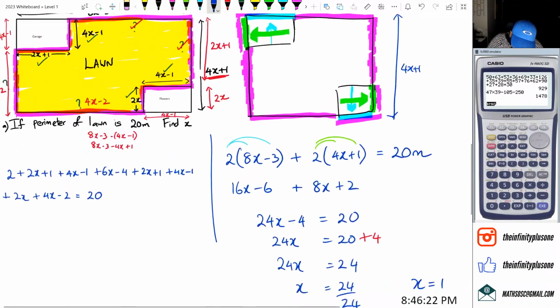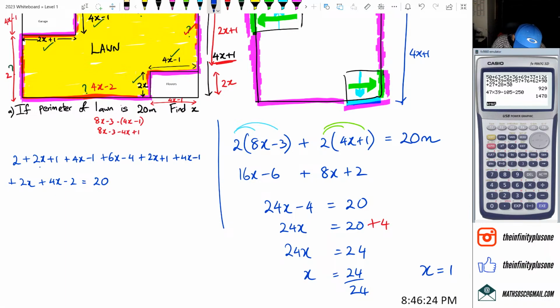In the other method, we've got to collect all of our like terms. So we've got 2x, 4, 6, so that's 12, 14, 18, 20, 24. And then we've got 2 plus 1 is 3, 3 minus 1 is 2. Yep. 2, negative 4, negative 2, negative 1, negative 2, negative 4. So it still works out the same, but one of them is going to be a lot more work for you compared to the other method.